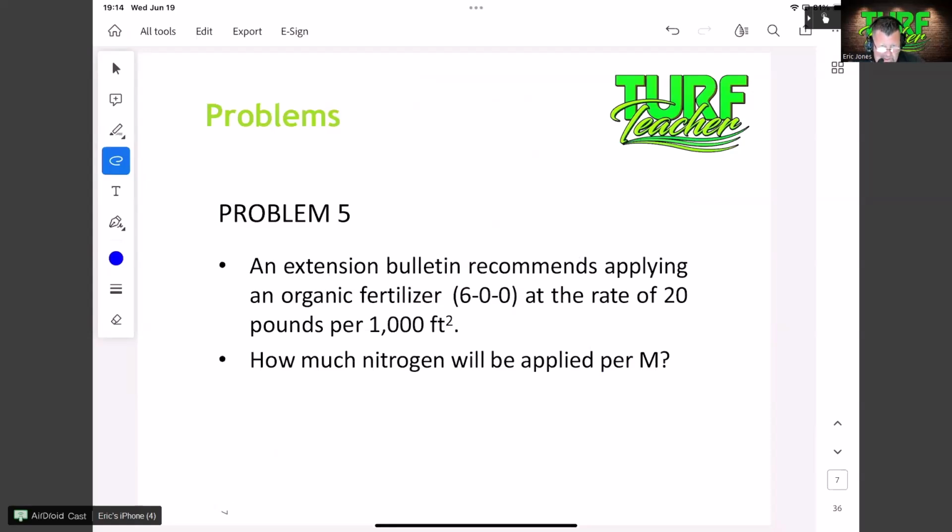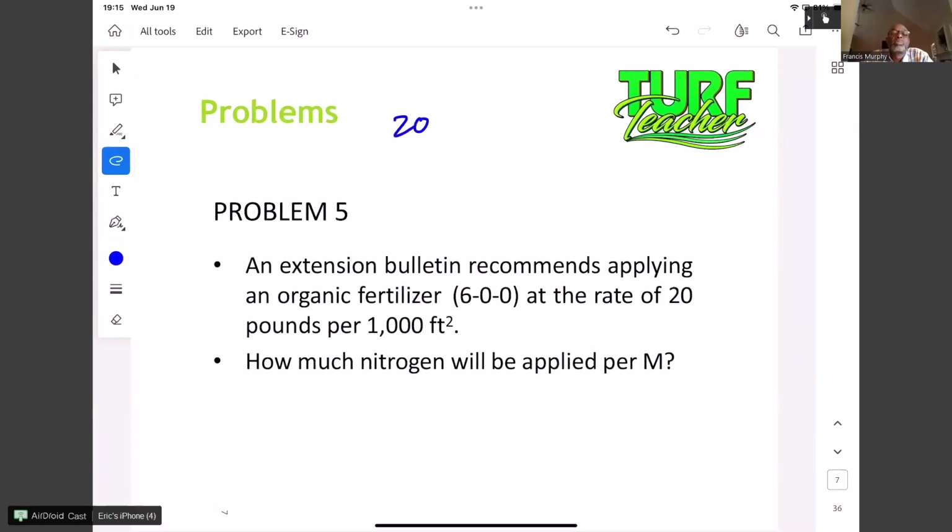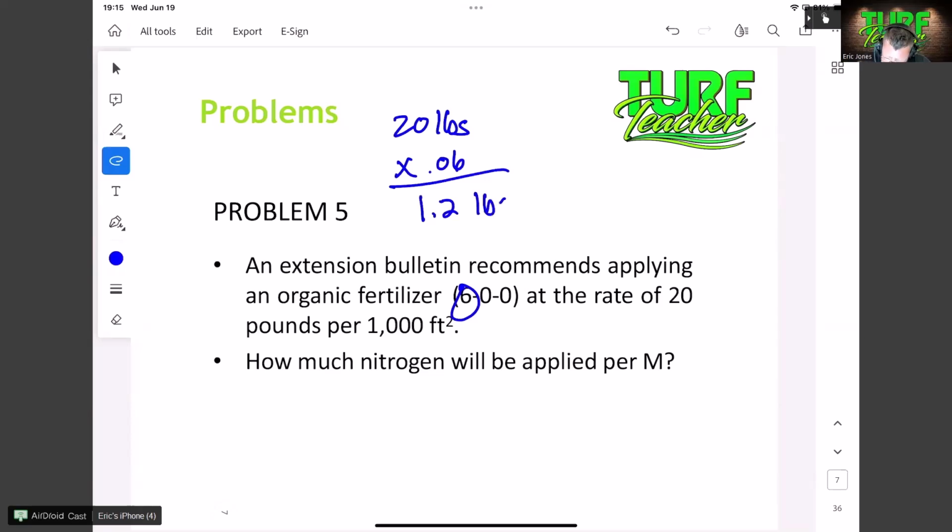Problem number 5, an extension bulletin recommends applying an organic fertilizer 6-0-0 at the rate of 20 pounds per 1,000. How much nitrogen would be applied per 1,000? So simple here. 20 pounds times the 0.06 is 1.2 pounds of nitrogen per 1,000.